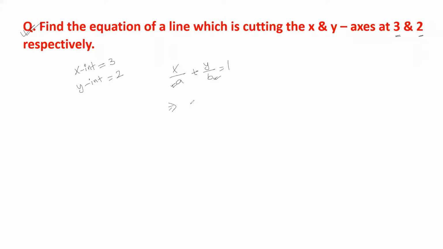So if we put the values, this would be x upon 3 plus y upon 2 equals 1. Now if we simplify this, this would be 2x plus 3y equals 6. So the equation of a line which is cutting the x and y axis at 3 and 2 respectively is 2x plus 3y equals 6.